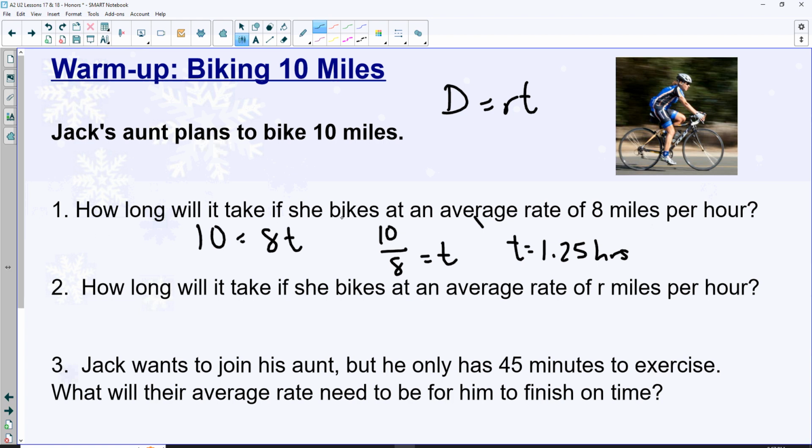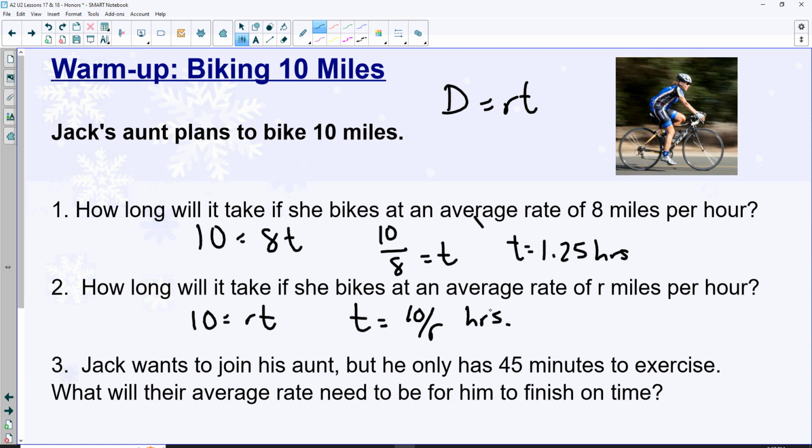How long will it take if she bikes an average rate of R miles per hour? So let's see. R miles per hour. Same idea, right? But we're just going to leave it alone with the 8. We'll just put an R back. So 10 equals R times T. And how long will it take? We'll just divide by R. T equals 10 divided by R. And that's in terms of hours.